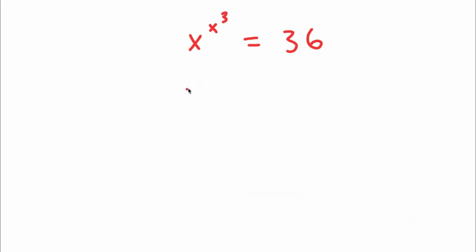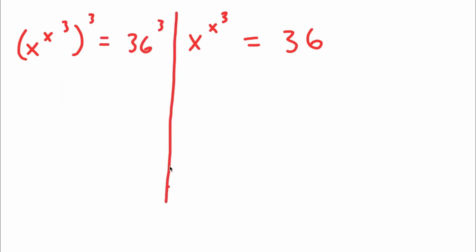Alright, so in this problem, I have x to the power of x to the power of 3 is equal to 36. So, to solve this problem, I'm going to start by taking the power of 3 on both sides. So now I'm going to have x to the power of x to the power of 3 to the power of 3 is equal to 36 to the power of 3.